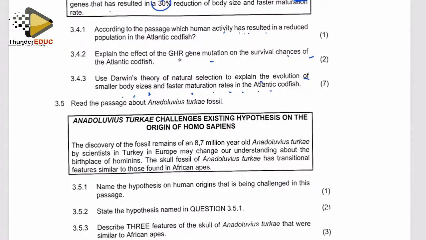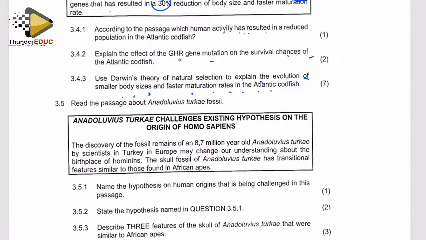So basically, when overfishing occurred, that is now the pressure being exerted on these fish. The codfish without the mutation, what happened to them? They could move less, so they were hunted and died in large numbers. All those with the mutation could move faster, so they survived in large numbers. You understand? So they also reproduced in large numbers.